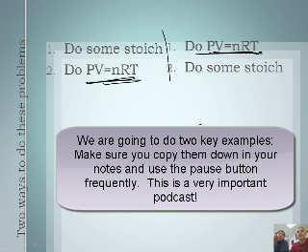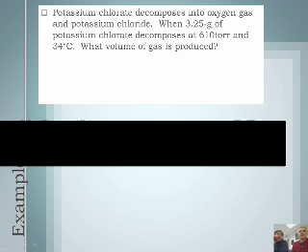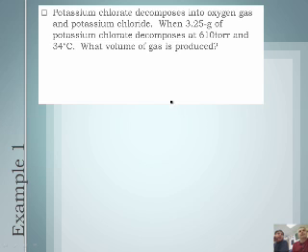Now, in PV equals nRT, what's the one thing that's common to what we've been doing in stoichiometry? That's n, moles. Stoichiometry always boils down to moles. So we're going to use the n part of the ideal gas law for stoichiometry. We're going to do a couple of examples. Hey, we have a problem sitting in front of us.